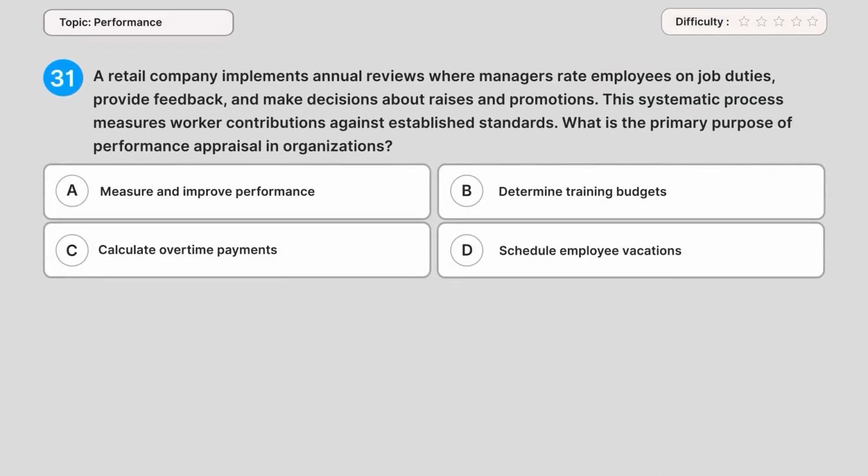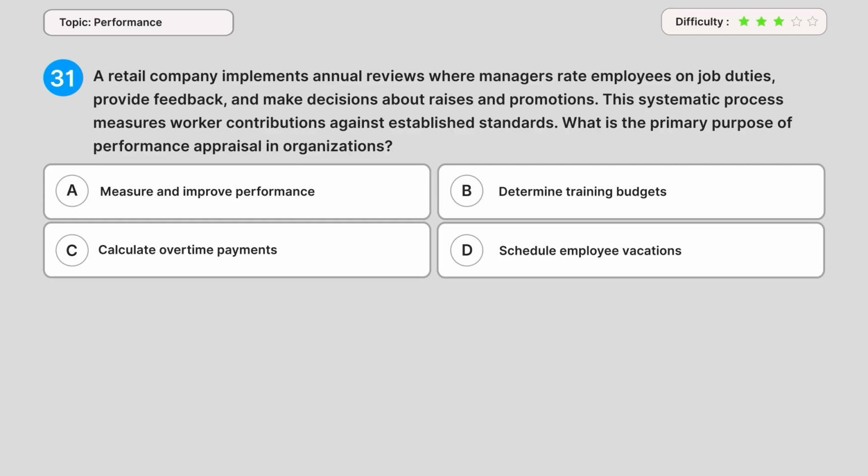31. A retail company implements annual reviews where managers rate employees on job duties, provide feedback, and make decisions about raises and promotions. This systematic process measures worker contributions against established standards. What is the primary purpose of performance appraisal in organizations?